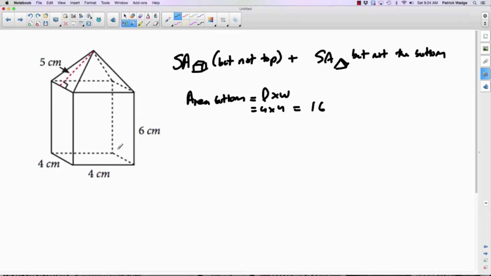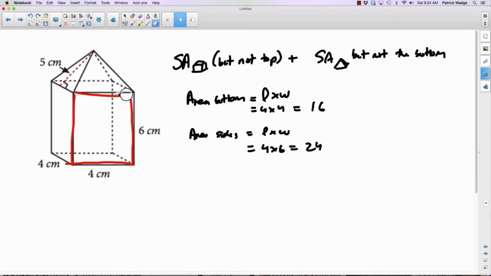Now, is there any other rectangles the same size as that? I don't think so. All the other ones have the same dimension, so the other 4 rectangles are all the same. The base is 4, the base is 4, the base is 4, the base is 4, and the height is 6. So all the other ones are 4 by 6. So the area of the sides, again, these are rectangles, so it's length times width. If you're not sure what I'm talking about, I'm talking like one of these. The dimensions are 4 by 6. So we can go 4 times 6, which is 24.